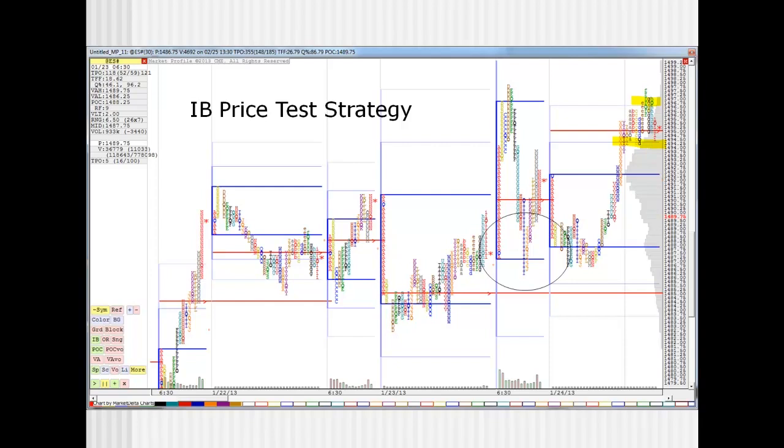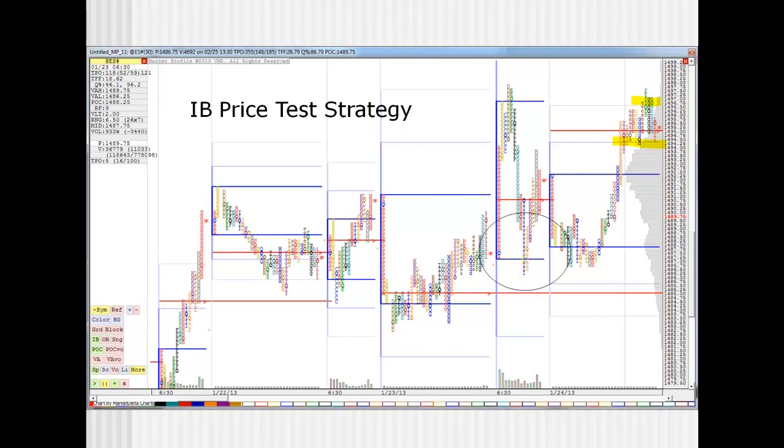A reversal is not necessary to take place, but you will get a retracement at least to the 150% IB level. That happens very frequently in the market. Here's another trade that we want to take a look at.